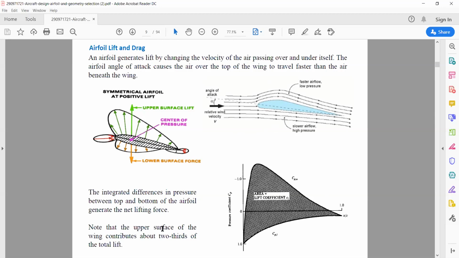Clear? Note that the upper surface of the wing contributes about 2/3 of the total lift. So the integrated differences in pressure between top and bottom of the airfoil generate the net lifting force. This we have to understand here: the integrated difference in pressure between top and bottom of the airfoil generates the net lifting force.